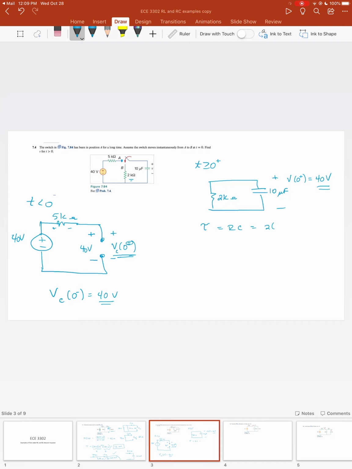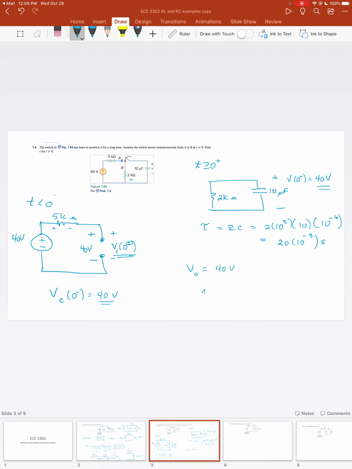So tau, once again, is RC. So it's 2 times 10 to the third, times 10 to the minus 6. So it's going to be 20 times 10 to the minus third, or 20 milliseconds. Okay. We'll just leave it as 20 times 10 to the minus third. We'll leave it in seconds.